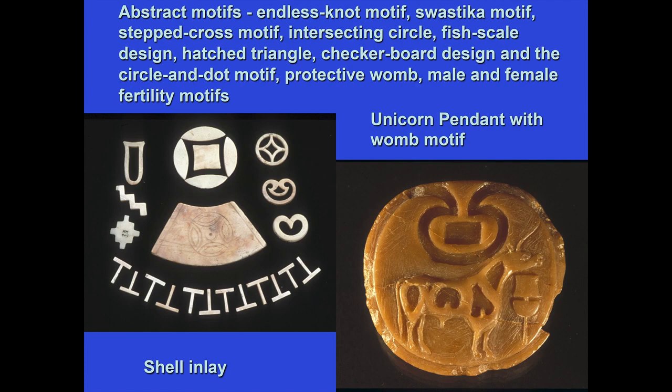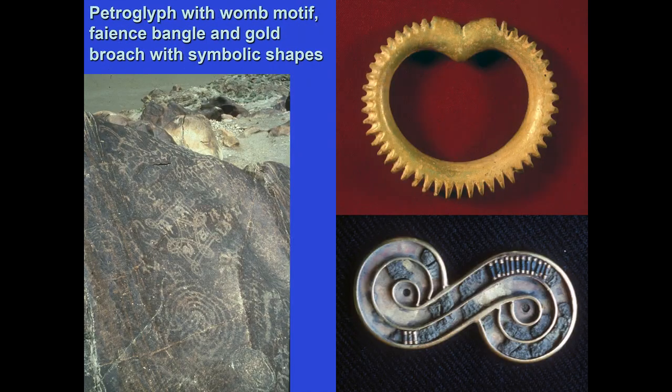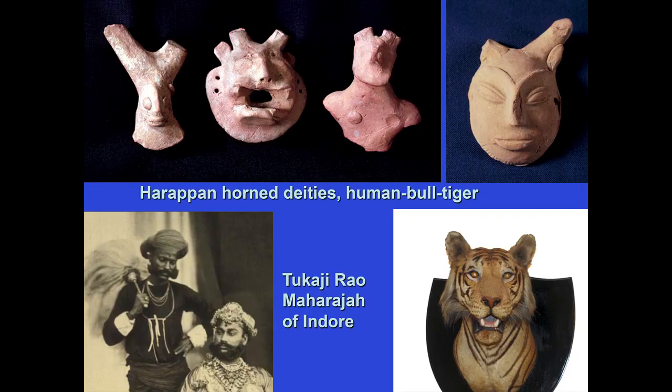And it's made in shell, it's made in steatite. We also see this womb design that is painted in a petroglyph that was found from a slightly later period. And then we have the Indus knot designs that are also found. So geometric designs were being used as mandalas during the Indus as well.